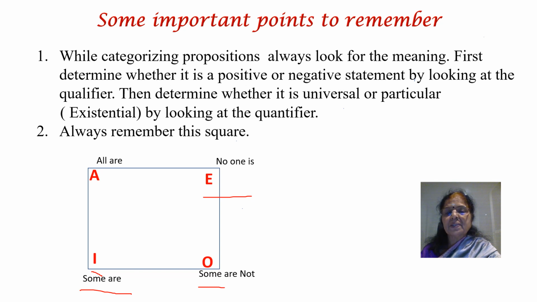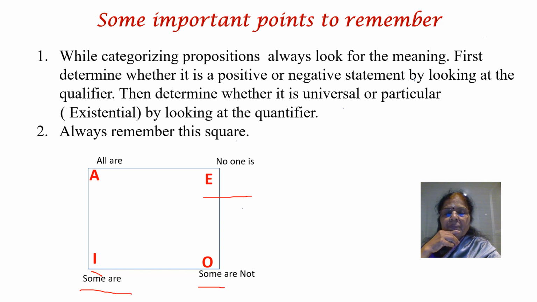You should remember this as a few exceptions. If they give a little bit tough statement, you should know how to classify. No student except a few are present. This is again O type. No student except a few are present. That means very few are present. Some are not. Many are not. Even many, in that case, it is O only. Some are not present. A few students are not present. O.